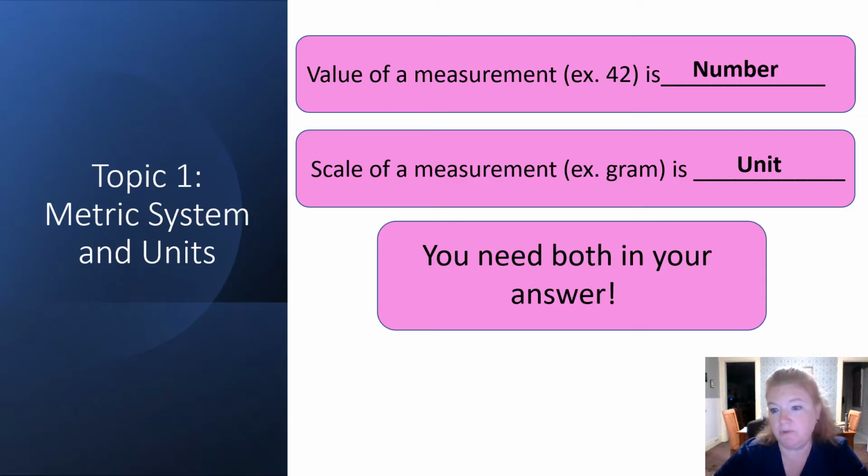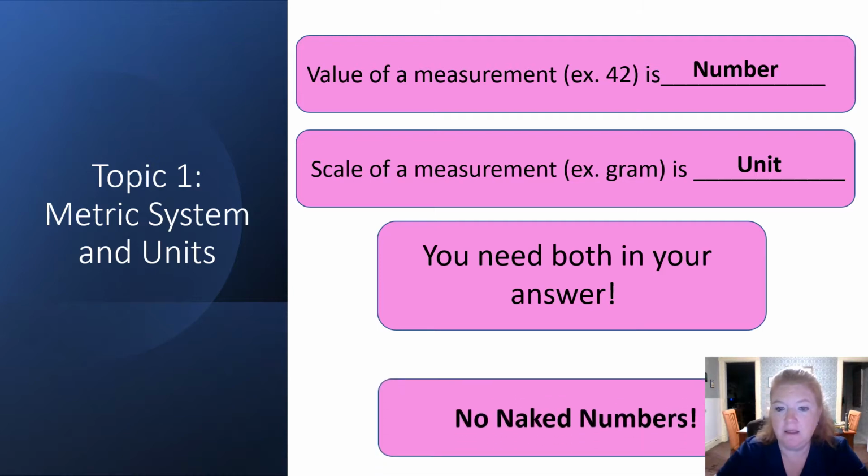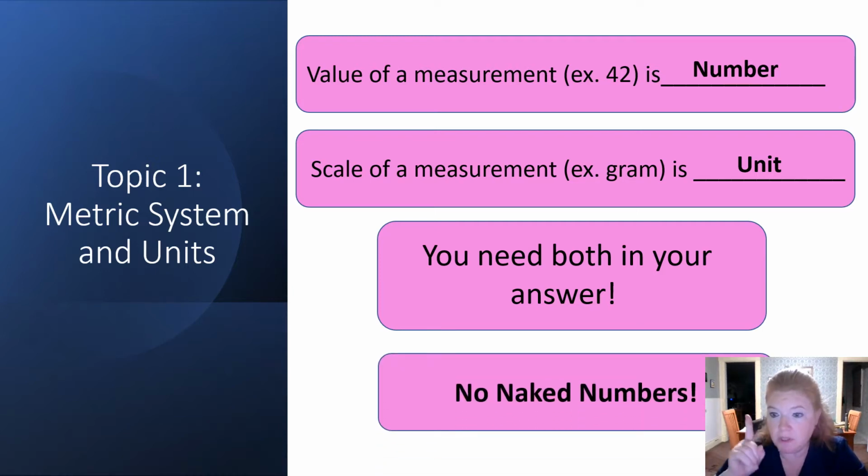Every number you write down needs a number, a value, and a unit, a scale. So no naked numbers, numbers with units. And remember, when you're doing percent error, the unit is percent. You cannot write just 23 or 17.41. You need a percent when you're doing percent error.